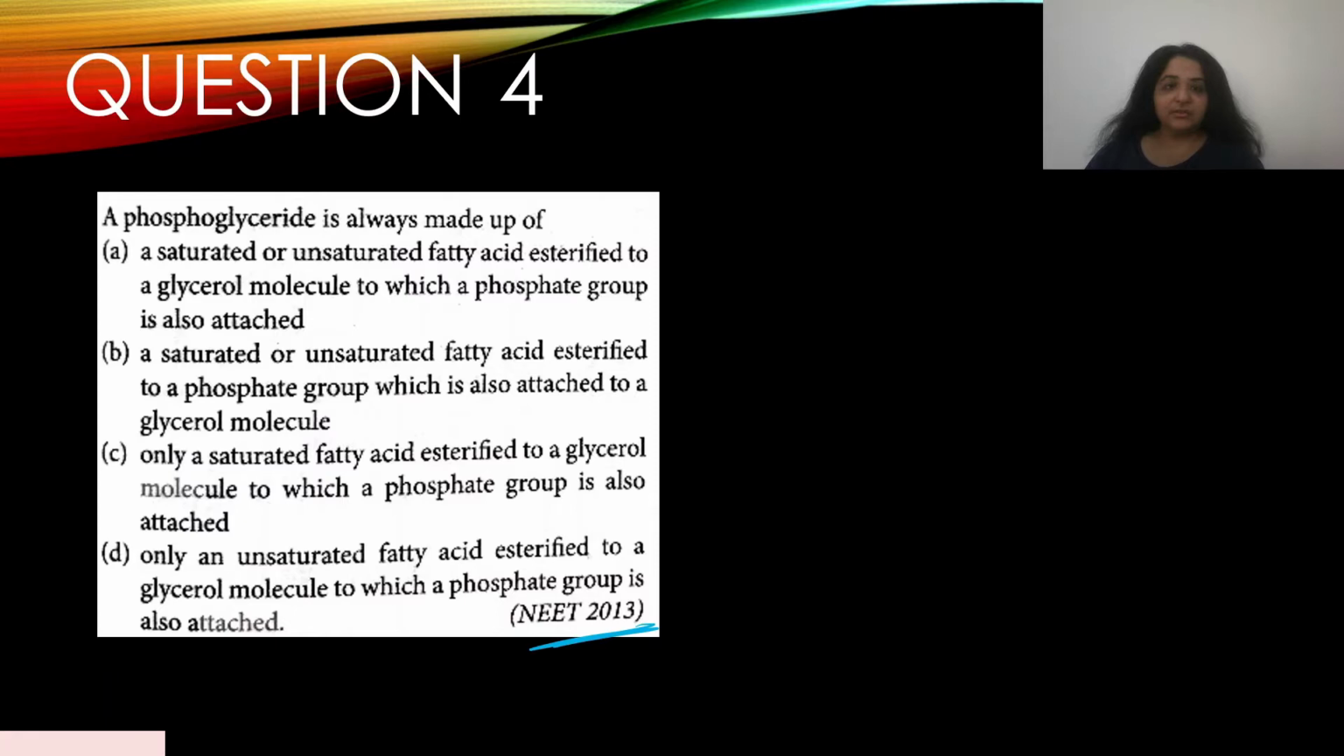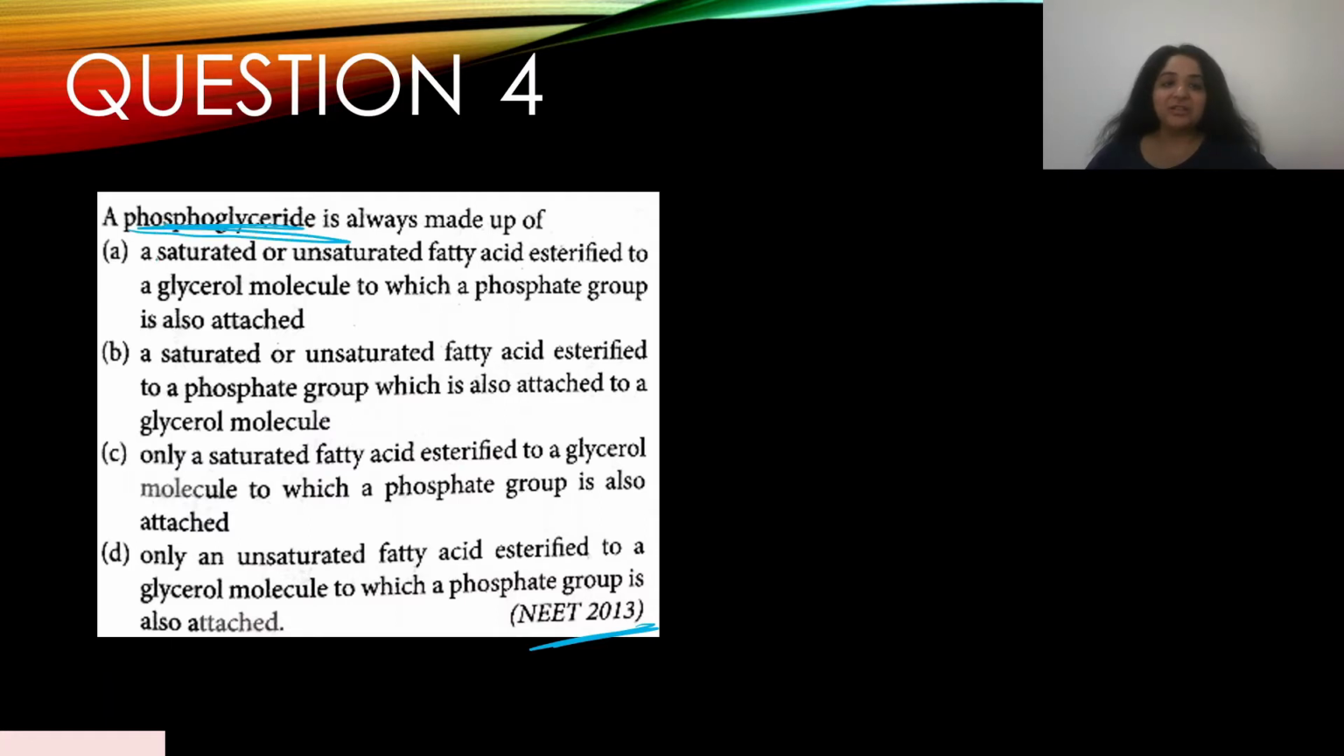It's pretty much that. Saturated or unsaturated fatty acid esterified to a phosphate group which is also attached to a glycerol molecule. Not really. Only a saturated fatty acid esterified to a glycerol molecule to which a phosphate group is also attached. Only an unsaturated fatty acid esterified to a glycerol molecule to which a phosphate group is also attached. Alright, so very long options given here. So we're basically talking about phosphoglyceride.